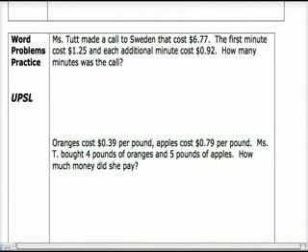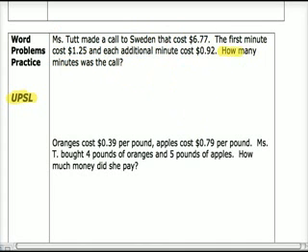We want to make sure that we're using UPSL. I'm going to read the problem first, and then I'll go back and start highlighting. Miss Tut made a call to Sweden that cost $6.77. The first minute cost $1.25, and each additional minute cost 92 cents. How many minutes was the call?